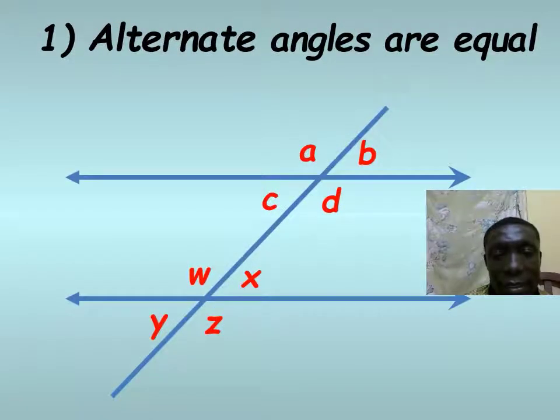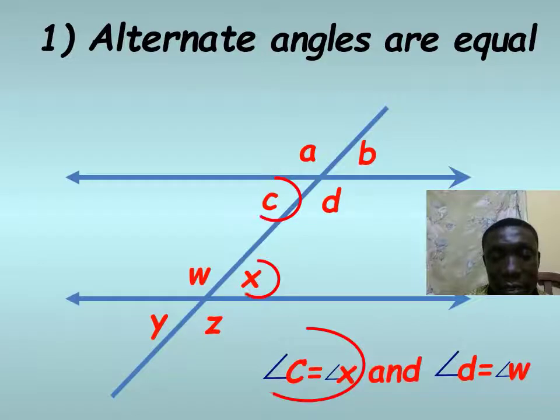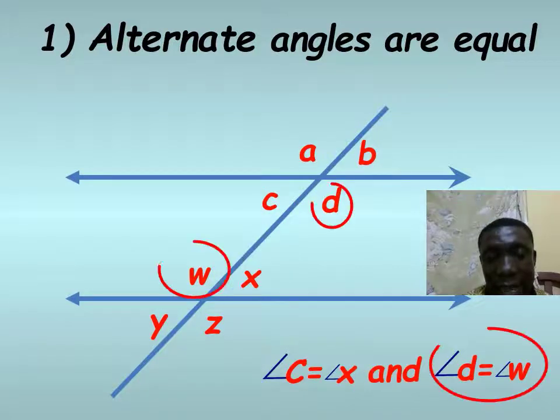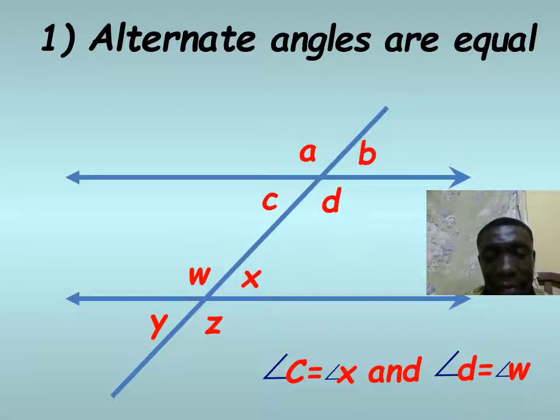Now, what are the alternate angles? For the sake of the alternate angles, you can say that angle C equals angle X and angle D is also equal to angle W, because they are alternate angles and alternate angles are always equal.